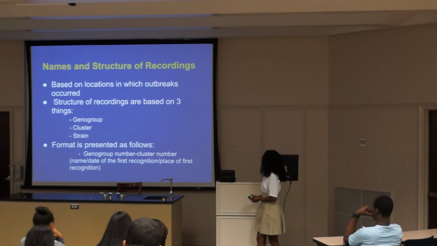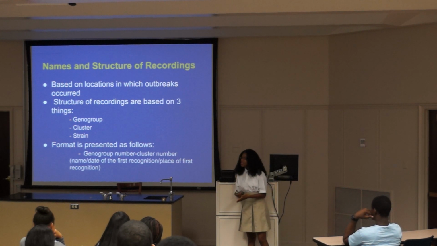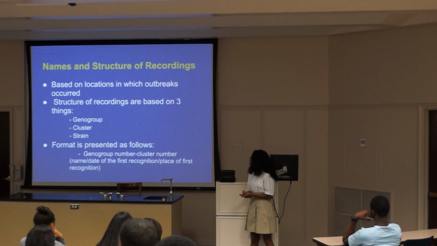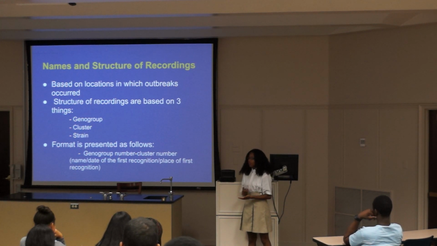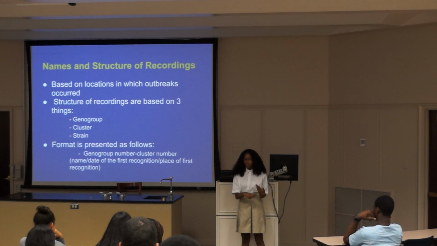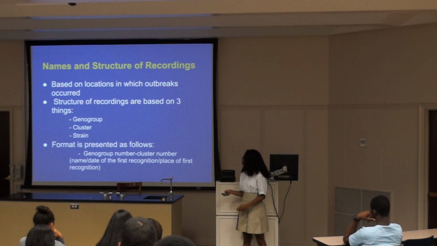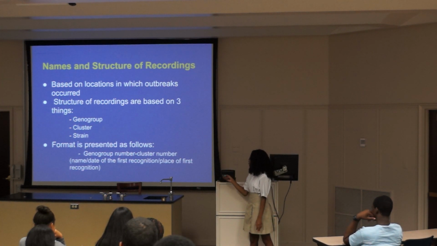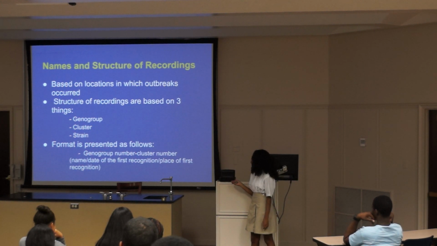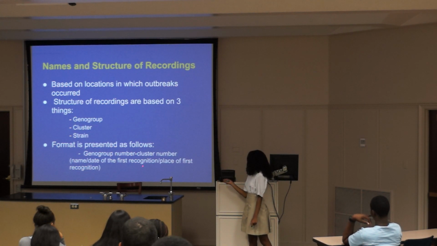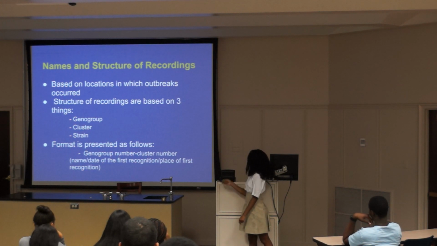So names and structure of recording. So before scientists had researched into neurovirus and what it was and what it did, the names were based on locations in which outbreaks occurred. So when scientists started to research more into neurovirus and different strains and such, they based their structure of recordings off of the genogroup, cluster, and strain. And so the format, which includes all of these, is presented as follows. So you have your genogroup, and then your cluster number, and then in parentheses you have your name / date of first recognition / place of first recognition.